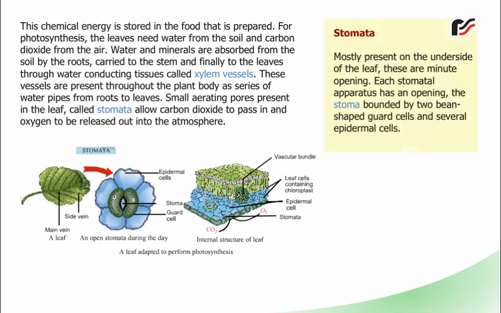Stomata, mostly present on the underside of the leaf. These are minute openings. Each stomatal apparatus has an opening, the stoma, bounded by two bean-shaped guard cells and several epidermal cells.